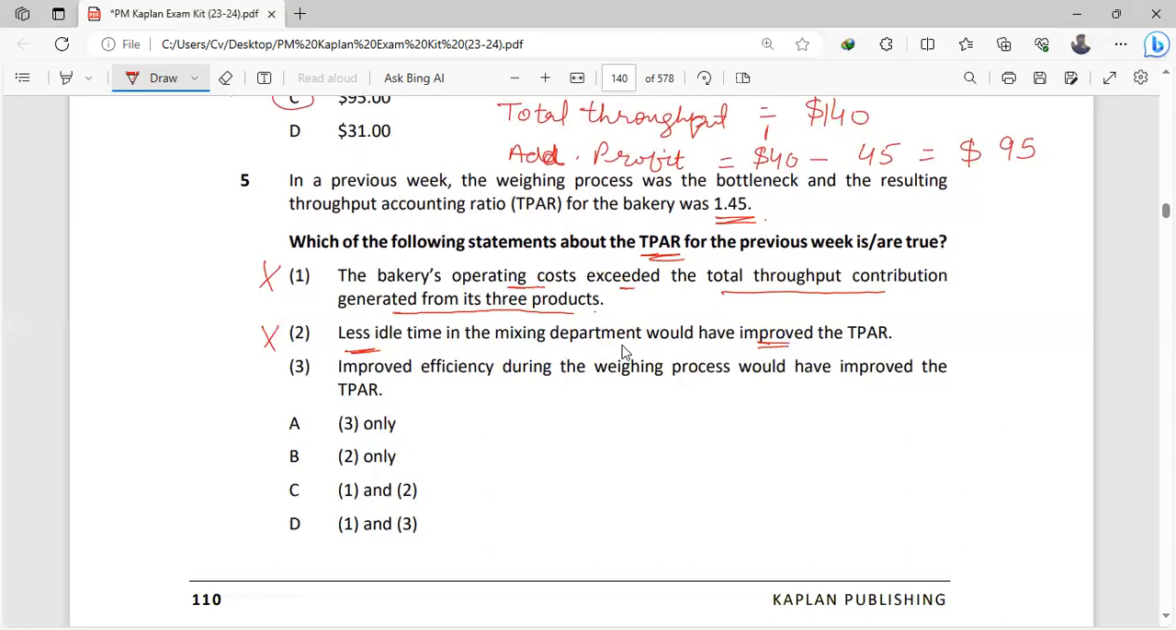And whenever you improve your efficiency, it will ultimately improve your processes. And when there is improvement in processes, your throughput accounting ratio will improve. Any question?